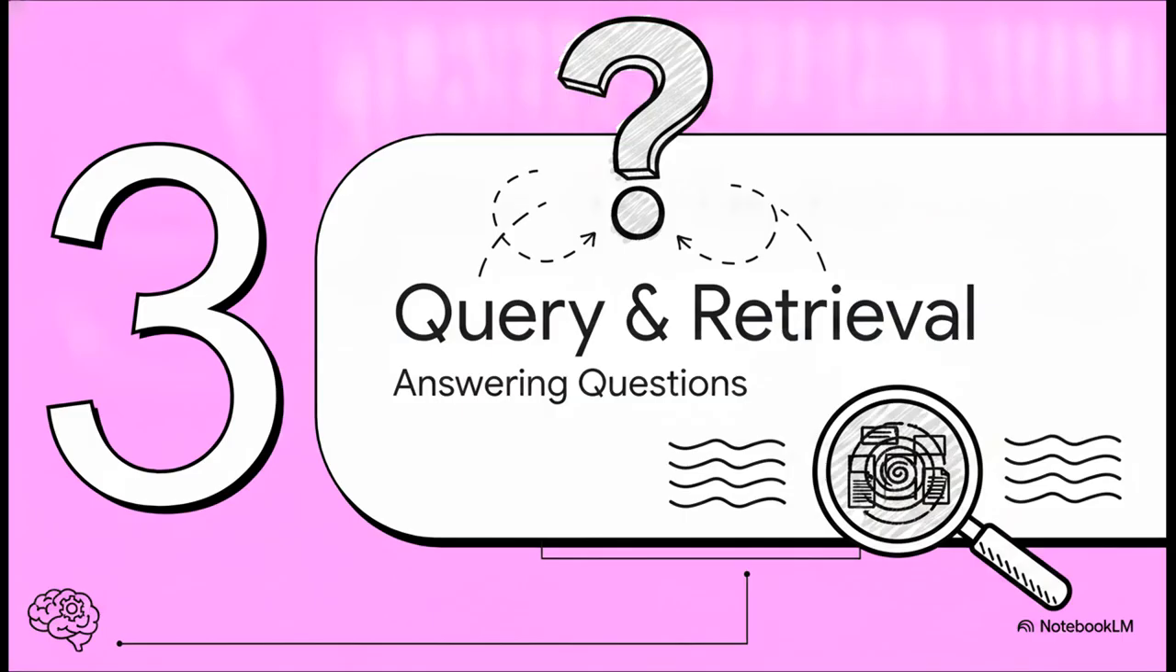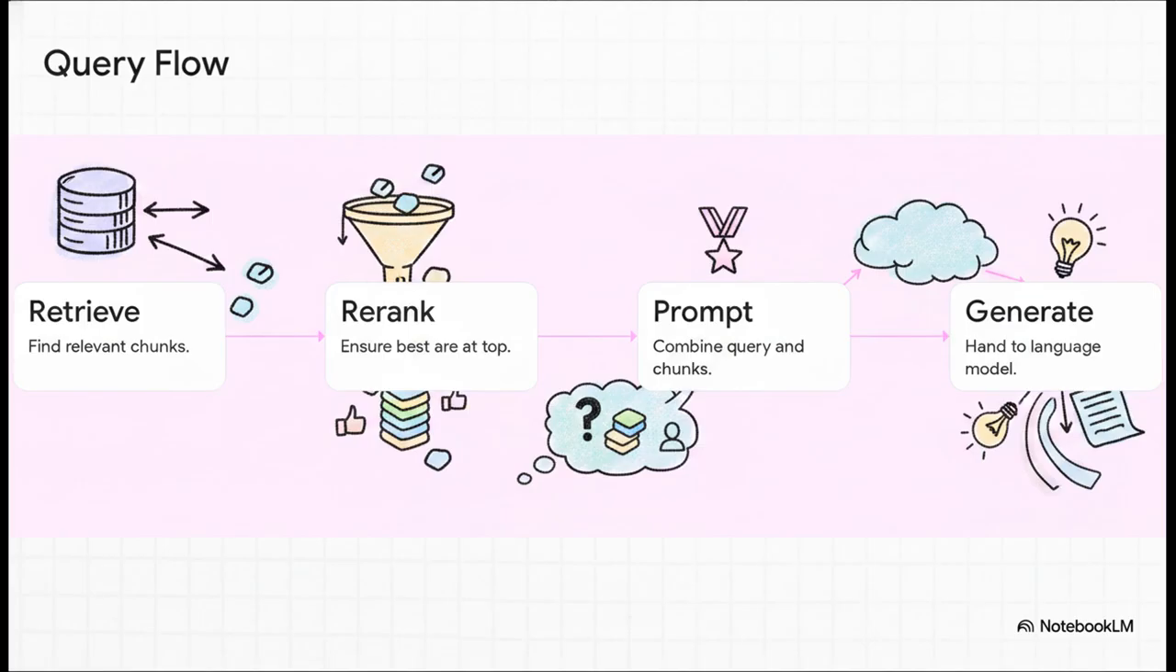Now that our data is beautifully chunked and embedded, we're shifting gears to the second half of the architecture. This is exactly what happens under the hood the precise moment a user asks a question. When that prompt comes in, we follow a very specific, continuous sequence of steps. First, we retrieve the most relevant chunks from our database.